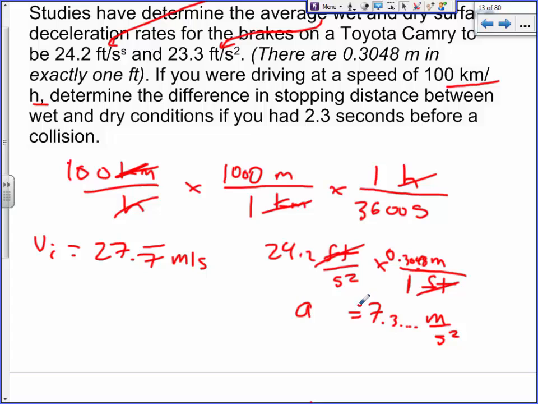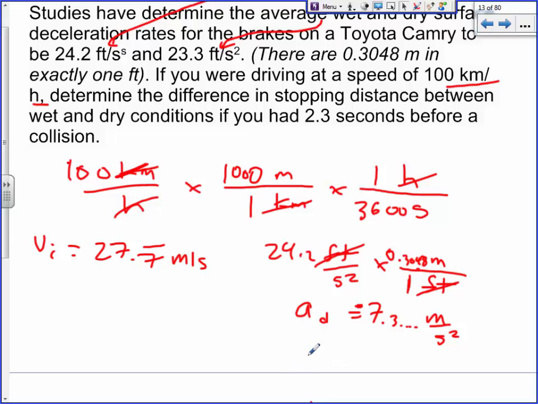I'm going to go with a negative acceleration. Shouldn't it be negative? We're slowing down, right? And which one was that? That one was the 24.2. So that one would be how fast you can decelerate on a dry surface.